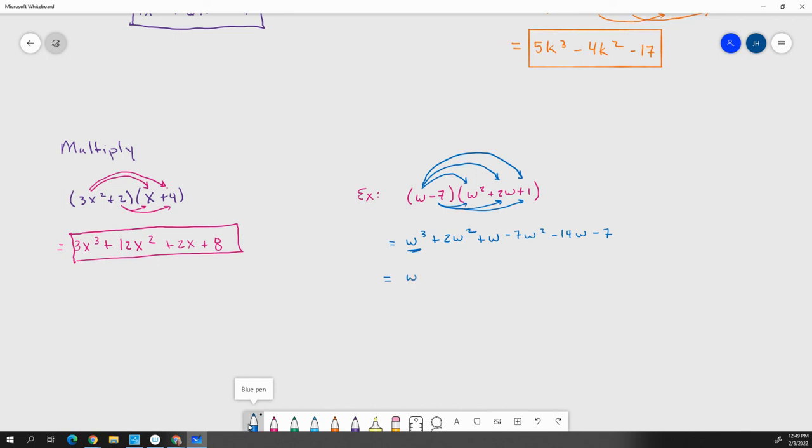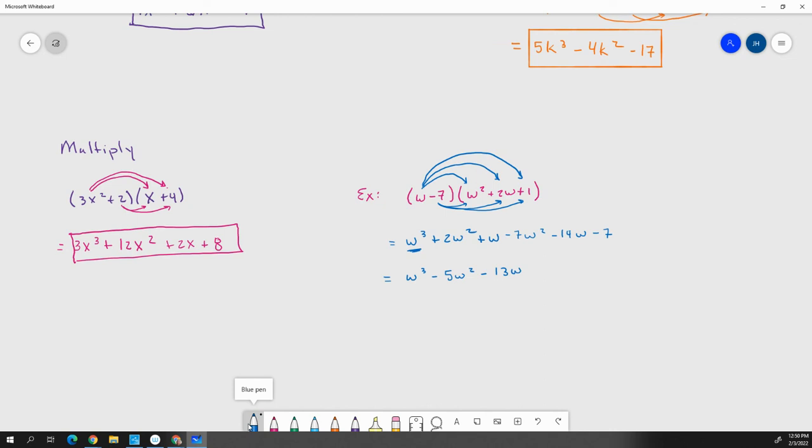We're going to go W to the third power. And then we're going to go to anything that has a second power. So I have 2W squared minus 7W squared. So 2W squared minus 7W squared is negative 5W squared. So we've played out all our squares, and now we're going to go to anything that just has a plain old W. And I've got W minus 14W, right, which is going to give me negative 13W.